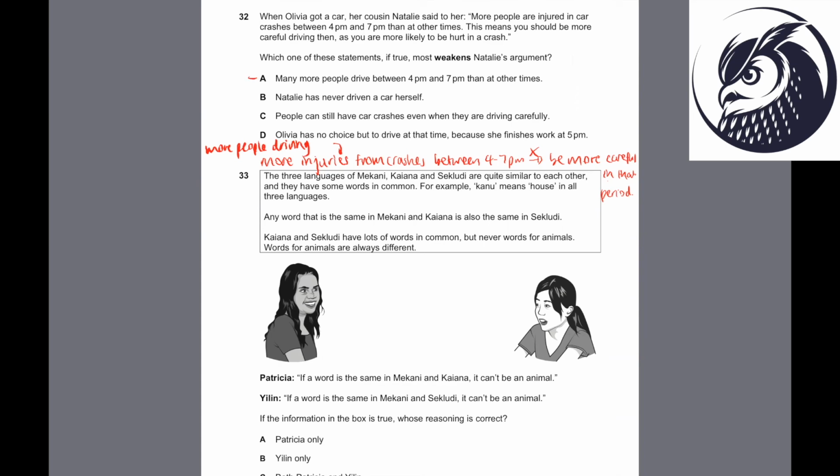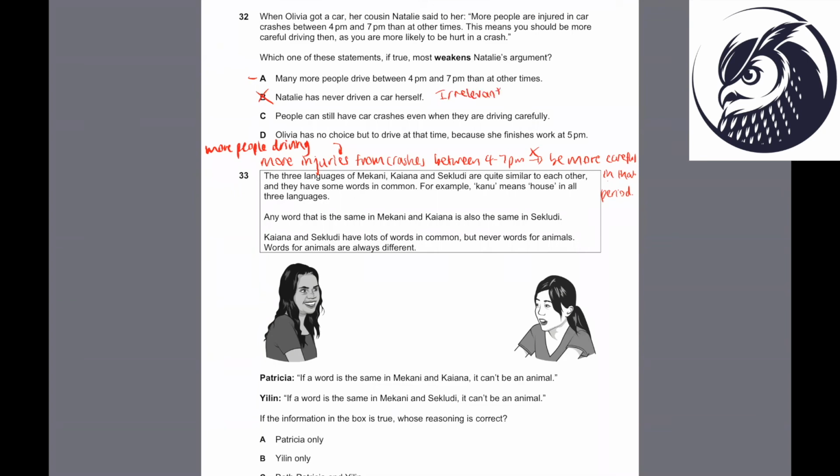Now B says Natalie has never driven a car herself. Now that is very irrelevant to what she's saying. She's arguing that you need to be more careful since there's more crashes during 4 to 7 p.m. It has nothing to do with the fact that she's ever driven a car. So B is what I call irrelevant.